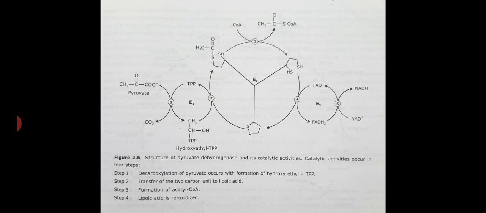And the acetyl group is transferred to the sulfhydryl group of the reduced lipoic acid, resulting in the formation of a thioester linkage. E2 then catalyzes the transfer of acetyl group to coenzyme A, forming acetyl coenzyme A.